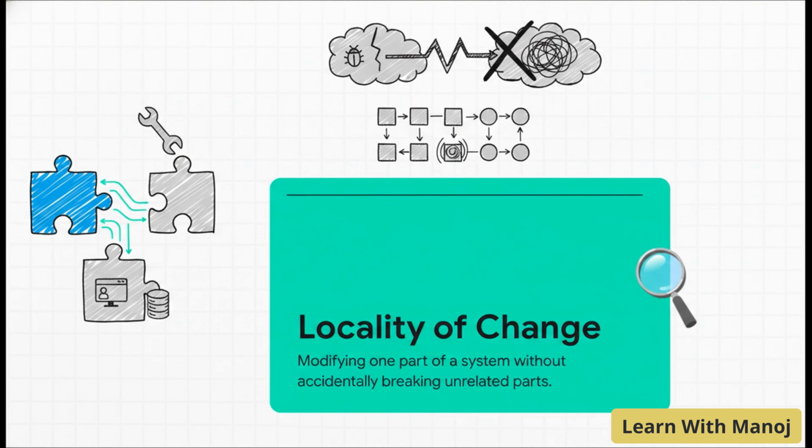First up is locality of change. Simply put, this is your ability to modify one specific part of a system without accidentally blowing up completely unrelated parts.